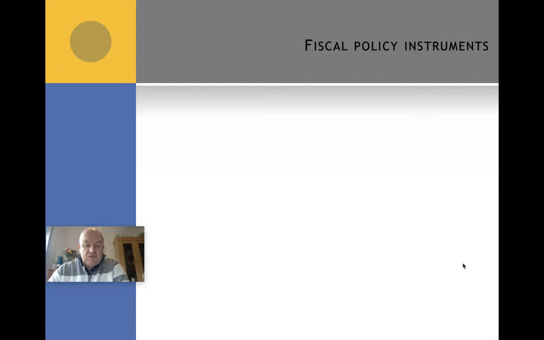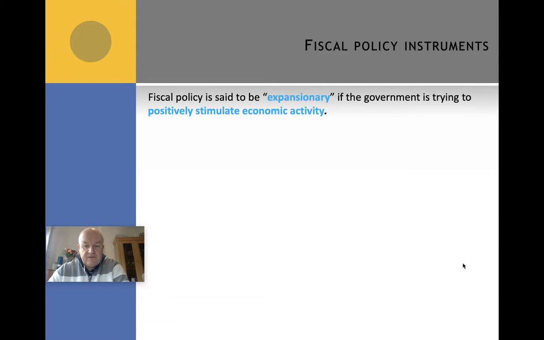So let's have a look at some of the instruments that can be used then, and let's just break that down a wee bit. Clearly there are a number of different options in terms of the choice of fiscal policy. We might choose to be expansionary in our fiscal policy, and that's where the government would be essentially trying to produce some positive economic activity and to stimulate that.